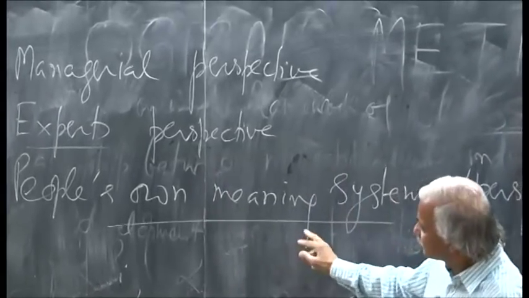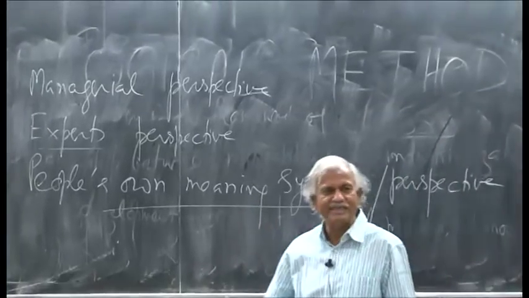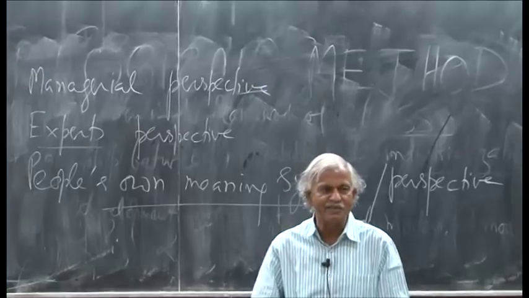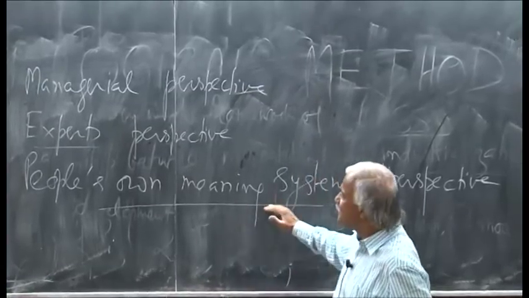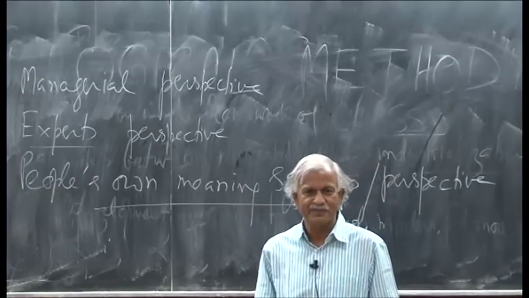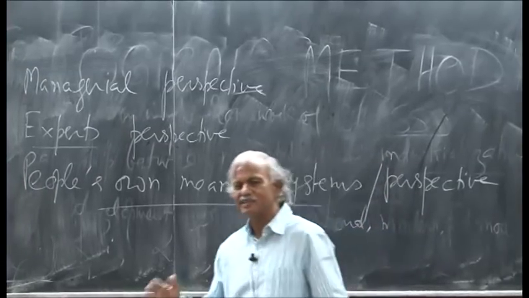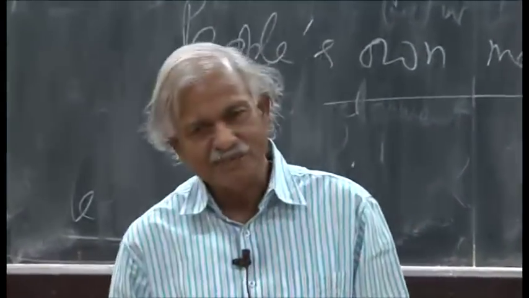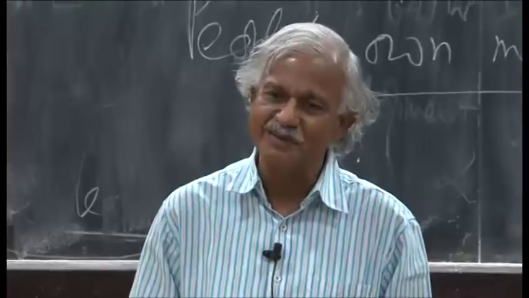But there is another approach. How do poor people themselves see poverty? How do poor people themselves see the causes of poverty? How do poor people themselves see how poverty can be removed? Okay. So there are various perspectives, and this is both a positive aspect of sociology and a negative aspect of sociology.